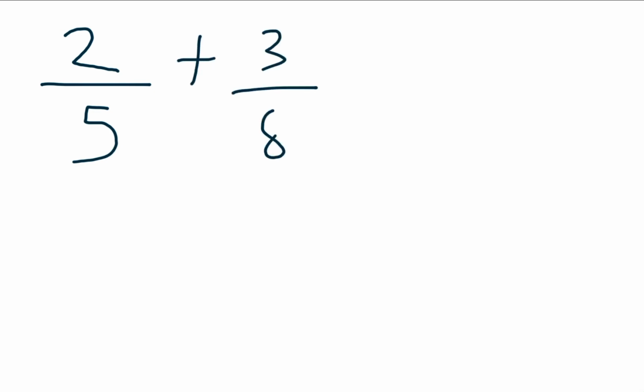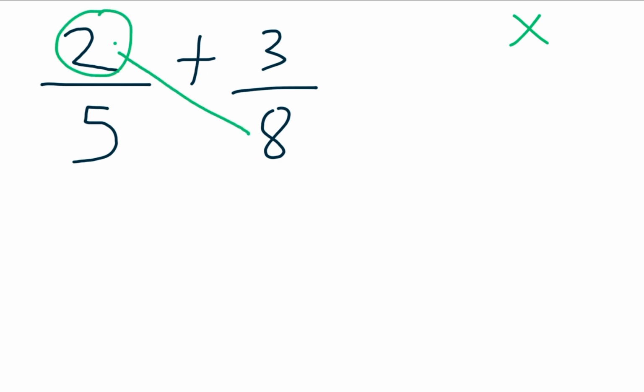Another way you can do this, if you're interested, is the famous kiss and smile method. So 2 over 5 plus 3 over 8. In order to do a kiss, as we would do on a birthday or a greeting card, we normally put crosses on. So we will start with that.